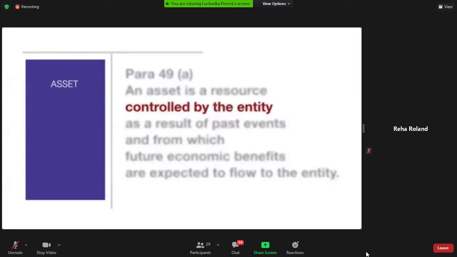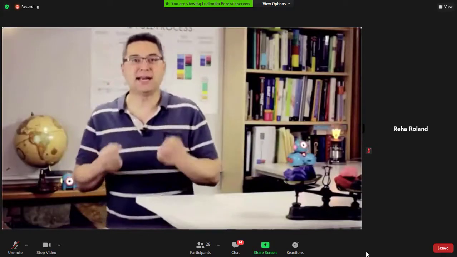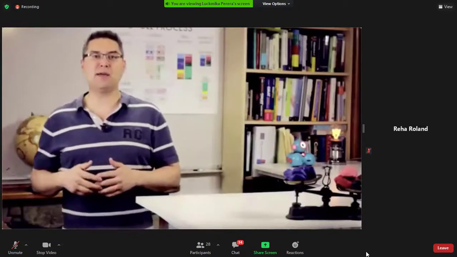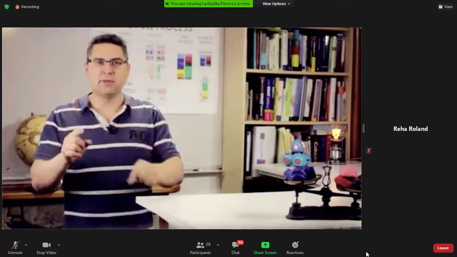1. Controlled by the entity. 2. Result of past events. 3. Future economic benefits. So for anything to be an asset, it must actually pass all of the criteria. Failing on any one point will lead to derecognition, which is accountants' way of saying we're simply not going to count it. So let's look at a few things here.